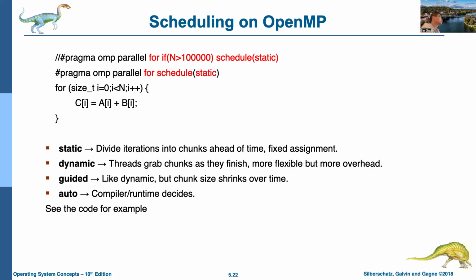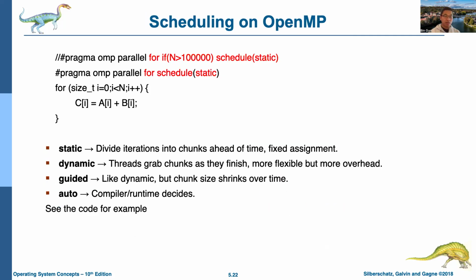Dynamic means the split happens during running time. Guided is like dynamic, but the chunk size shrinks over time, so each time the chunk is smaller and smaller. I never use guided. I always use static or dynamic.